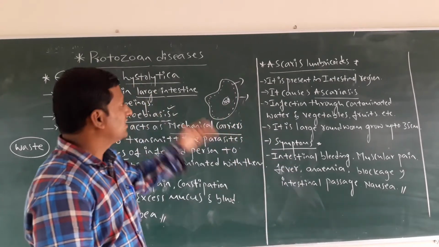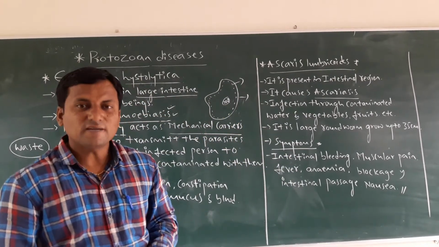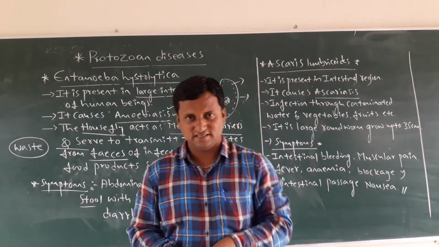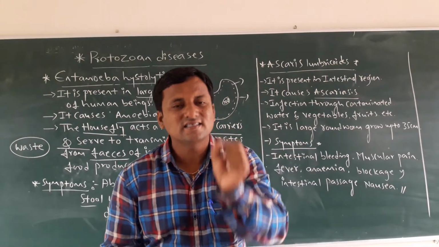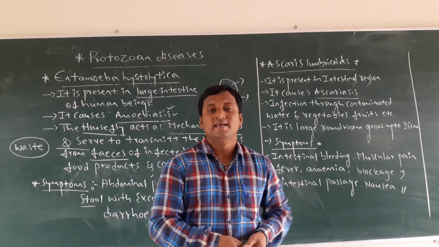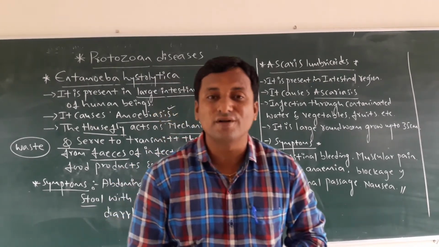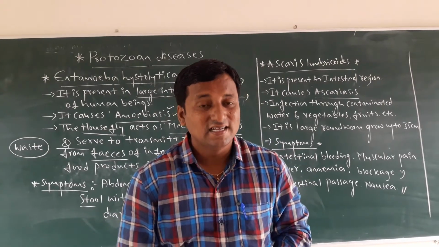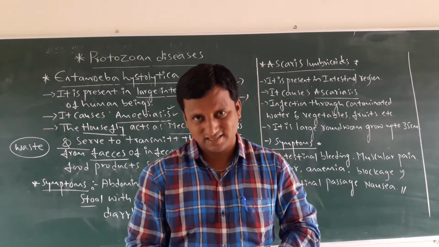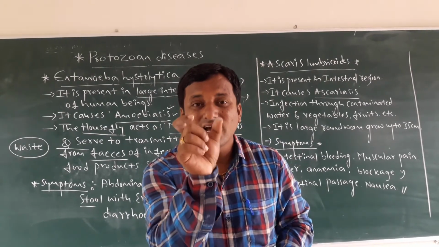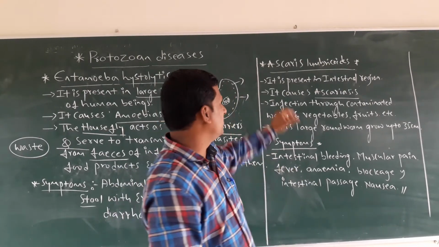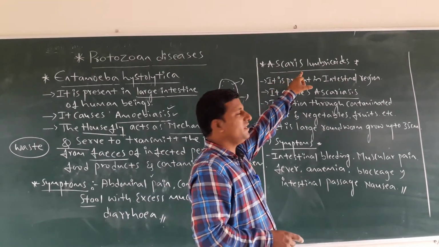Then come to the second parasite. That parasite is Ascaris lumbricoides. What is that? Ascaris lumbricoides. It is commonly called a nematode. Nematode means roundworm. You studied the phylum Nemathelminthes, also called Aschelminthes. In that, the best-known species is Ascaris lumbricoides.